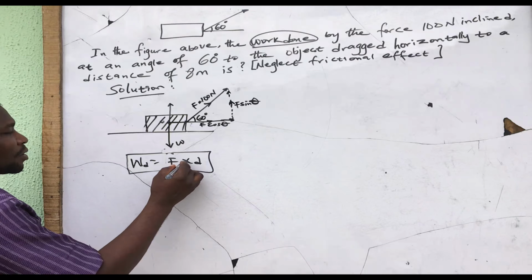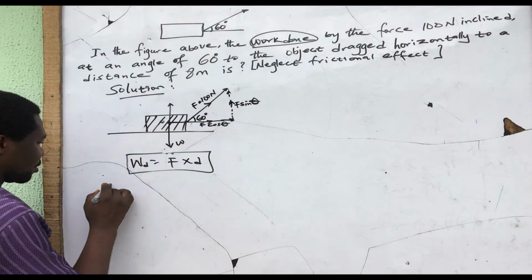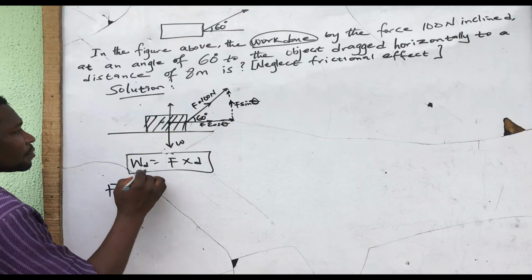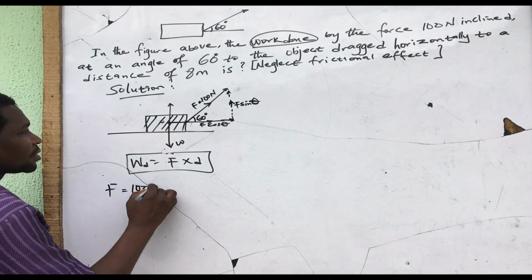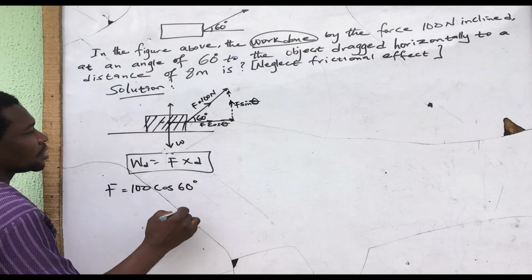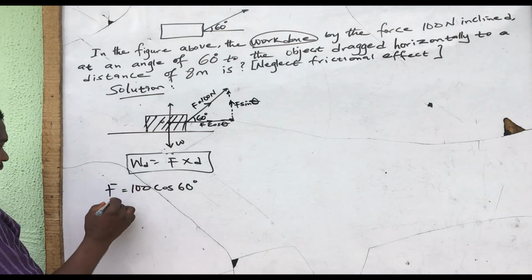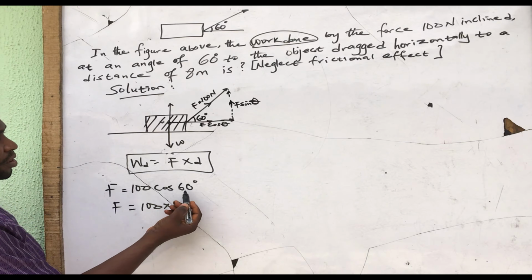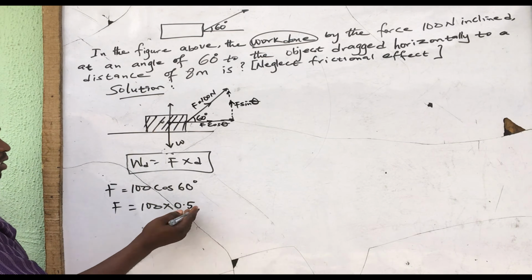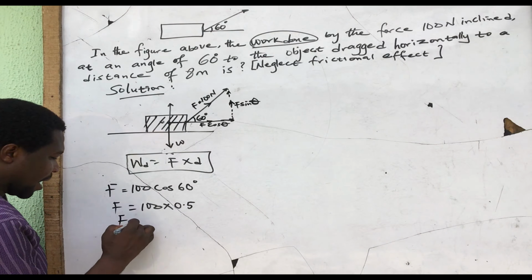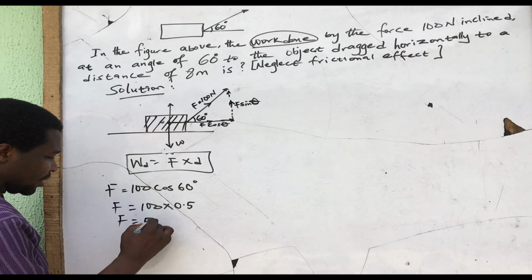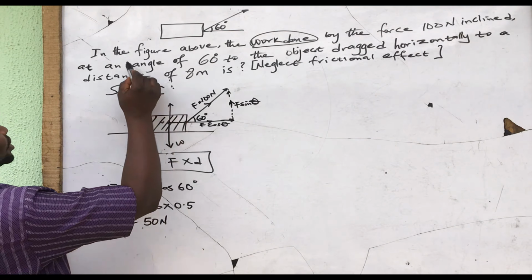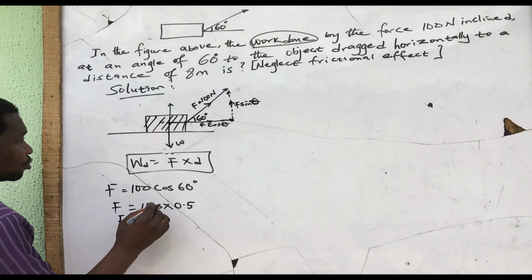To calculate the force that moves this forward: F is 100 cos 60 degrees. So F equals 100 times 0.5, because cos 60 is 1/2, that is 0.5. So our F now gives us 50 Newton. It is this we are going to substitute here to find the work done.